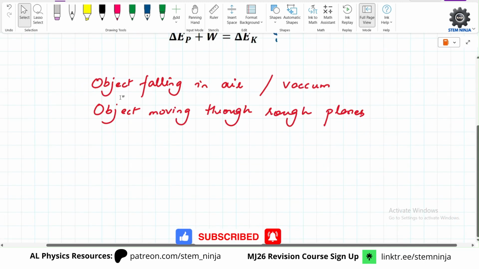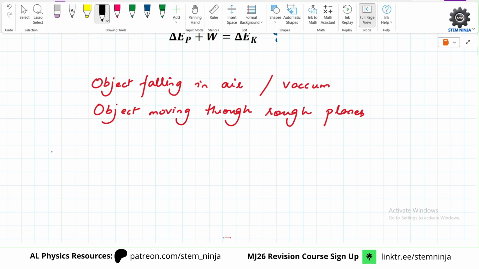While we explain different cases. So, the core principle is the Work-Kinetic Energy Theorem.